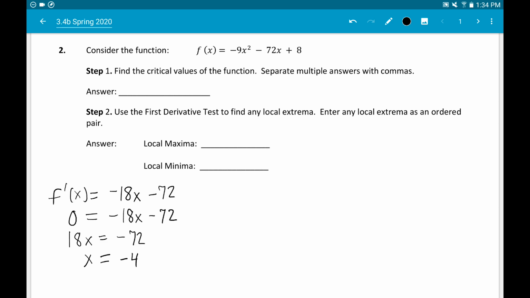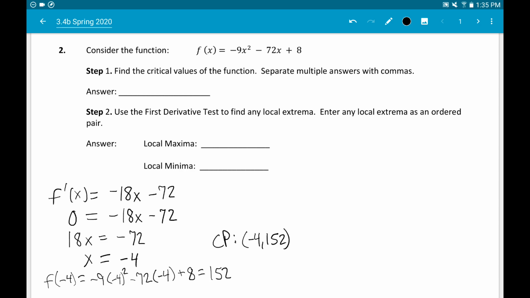Okay. Go ahead and get your y value so you can have your critical point. So you plug -4 into the original function. So -9 times -4 squared minus 72 times -4 plus 8. Okay. And I'm going to go ahead and plug that in my calculator here. Okay, and that comes out to 152. So our critical point is negative 4, comma 152.